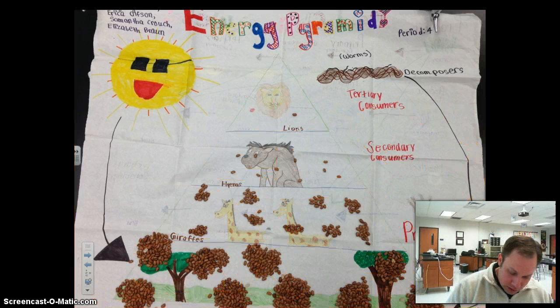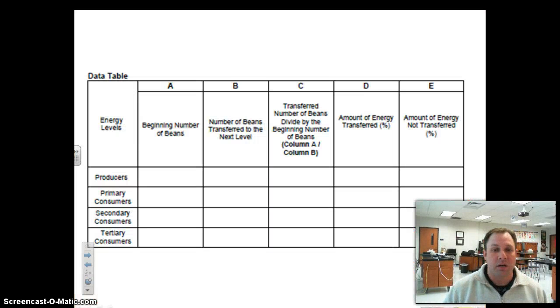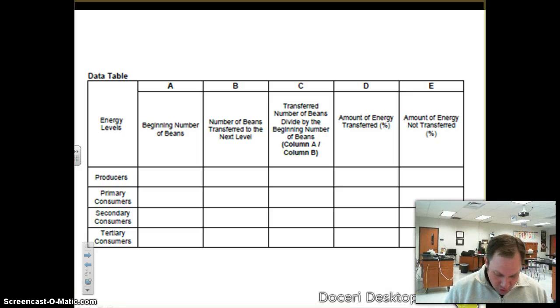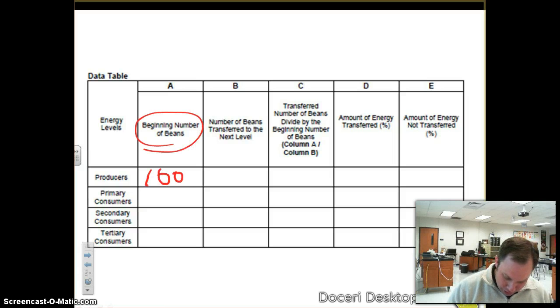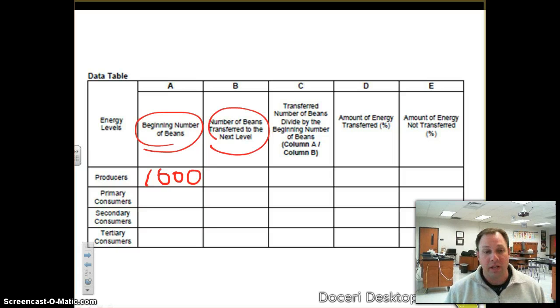All right, so let's look at our lab sheet here and see how we can fill out this lab sheet together just a little bit. So producer level, it says beginning number of beans. At the producer level, we start off with 1,000 beans. Or, let's go across, I'm sorry, getting ahead of myself. Let's go to number of beans transferred to the next level. Well, we moved up 10%, so 10% of 1,000 is 100 beans.